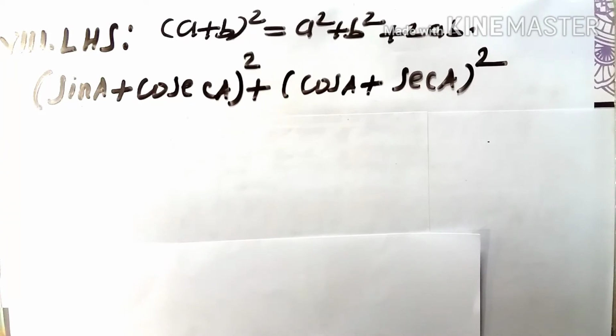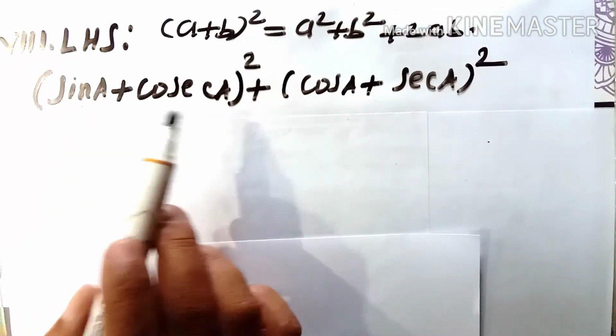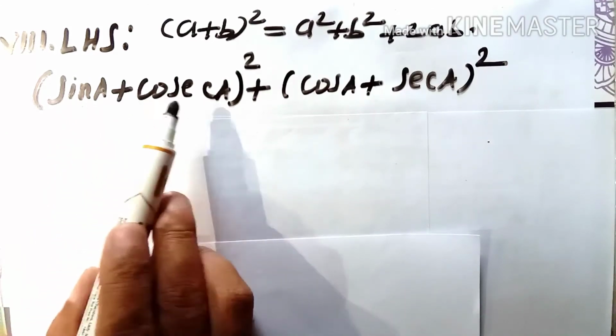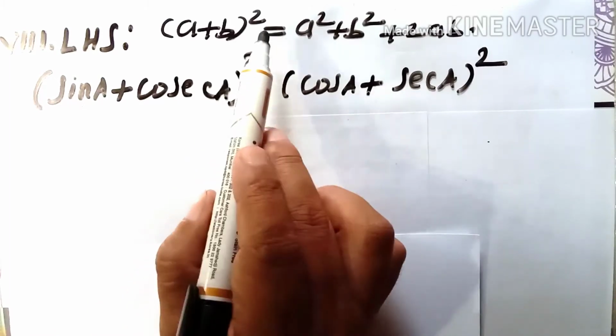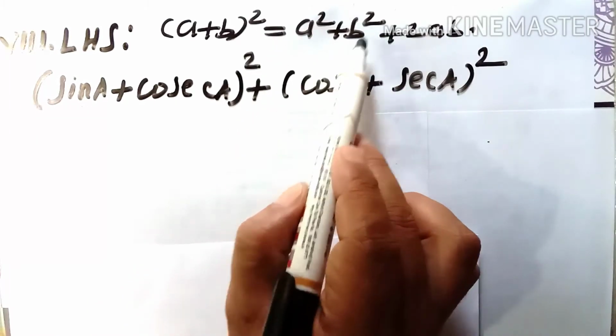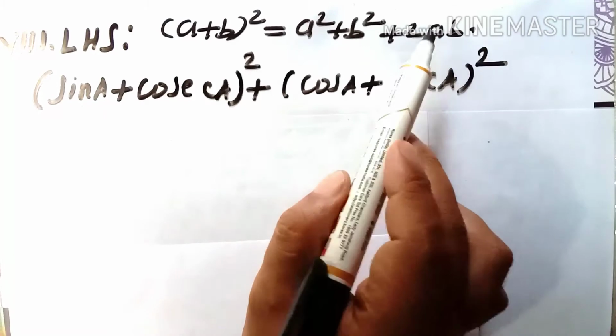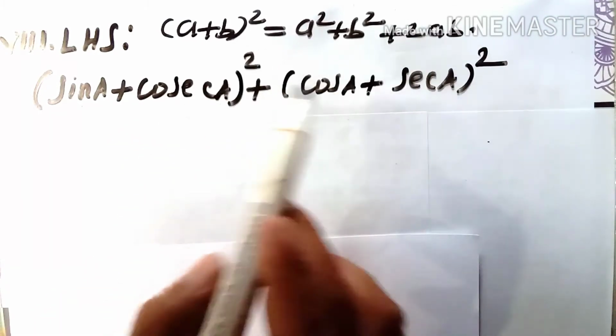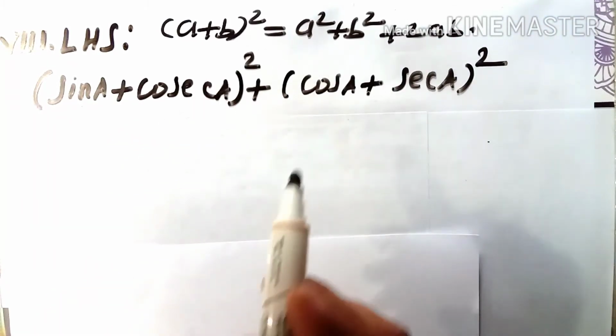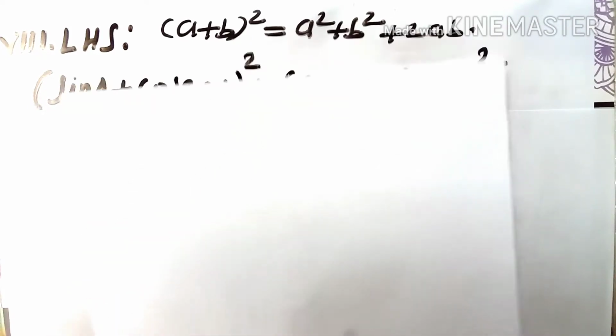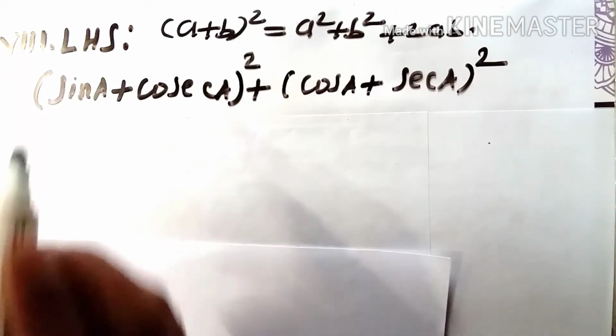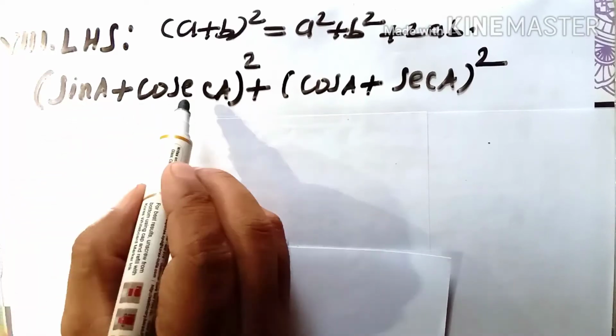Sub question number 8. Sin A plus cosec A the whole square plus cos A plus sec A the whole square. So now to prove LHS equals RHS, take the help of the identities. Right now we can see a plus b the whole square, and that can be expanded to a square plus b square plus 2ab. Now both the given factors we can expand into a plus b the whole square. So taking the help of the identities, a means sin, b means cosec.